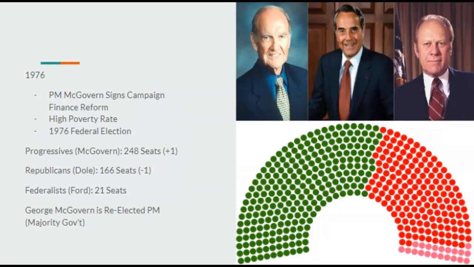Also, there's a high poverty rate in 1976. It's mostly among minorities such as Hispanics and blacks, but it still causes the poverty rate to be higher than it needs to be anyway.